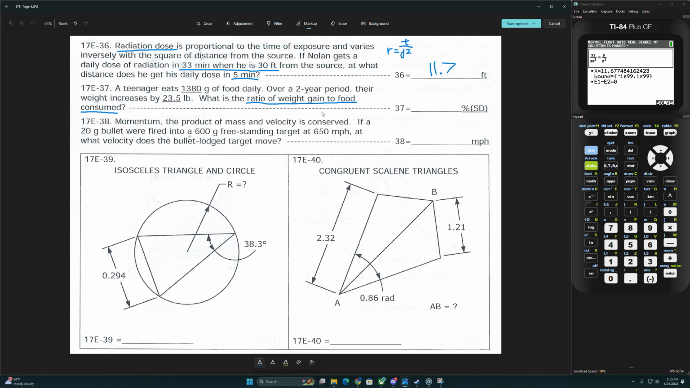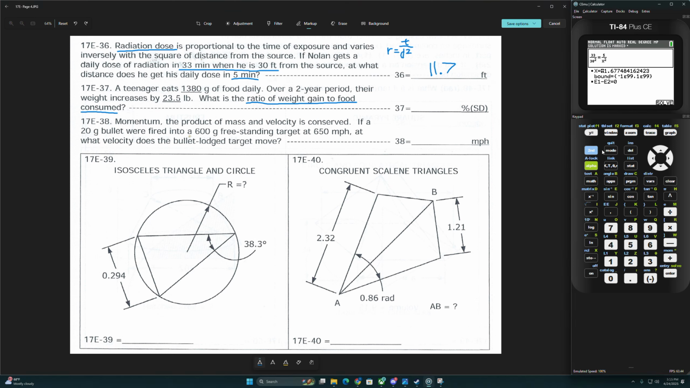I feel like it's going to be less than 1, because their weight gain, like 23.5 pounds, obviously everything you eat isn't going to increase your weight, because you sweat, and of course you urinate. There's a lot of ways to get that stuff out of your system, right? So not everything you eat is going to add to that weight. So we have to find the ratio between them, right?